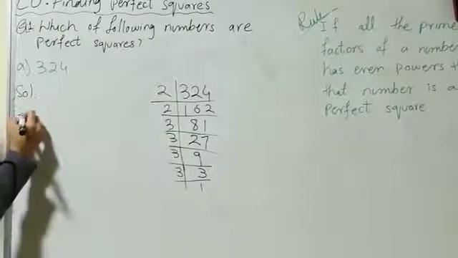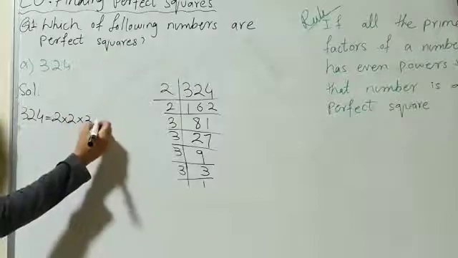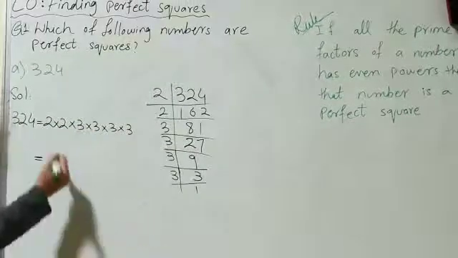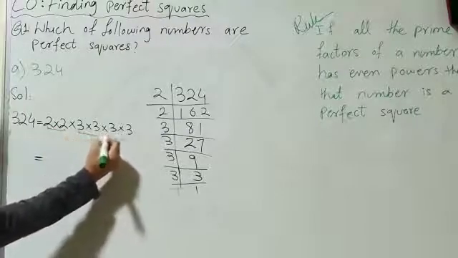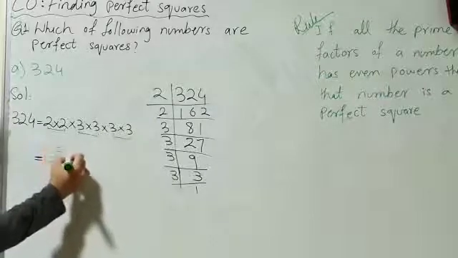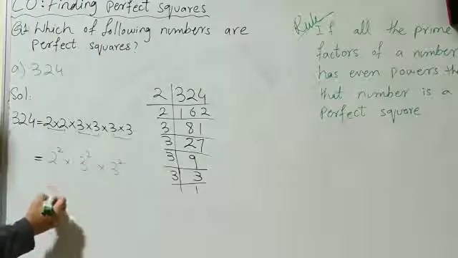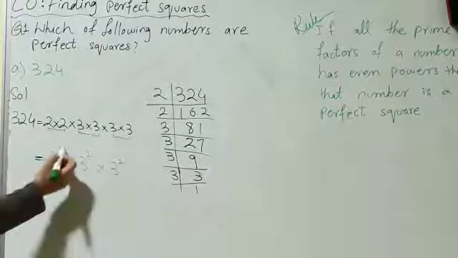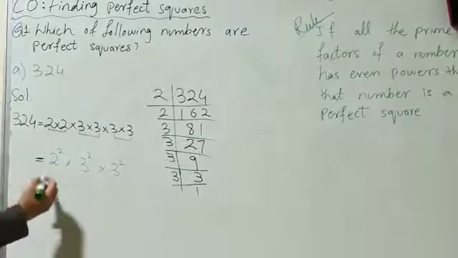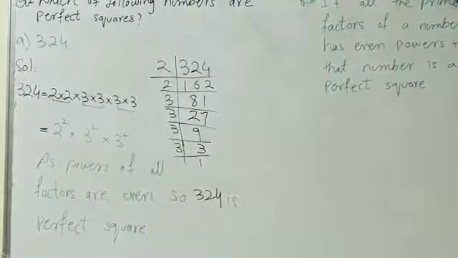So we will write 324 equals 2 multiplied by 2 multiplied by 3, 3, 3 and 3. As it is square root, we will make the pairs. So we can write 2 square, 3 square, and again 3 square. Now look at the powers. All the powers are even. So it means the given number is a perfect square. As all powers of factors are even, 324 is a perfect square.